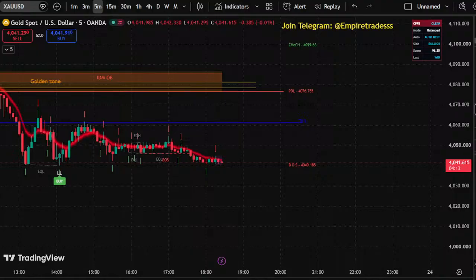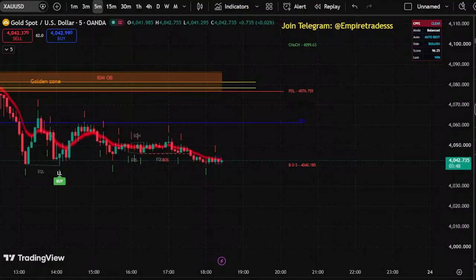Taking a sniper entry in gold trading involves precision and strategic planning to capitalize on optimal entry points for maximum profit. This approach requires a deep understanding of technical analysis, market sentiment, and effective risk management. Here are the key steps to achieve a sniper entry in gold.